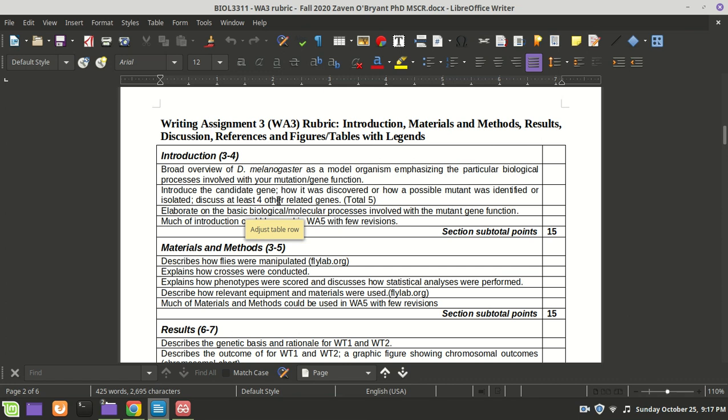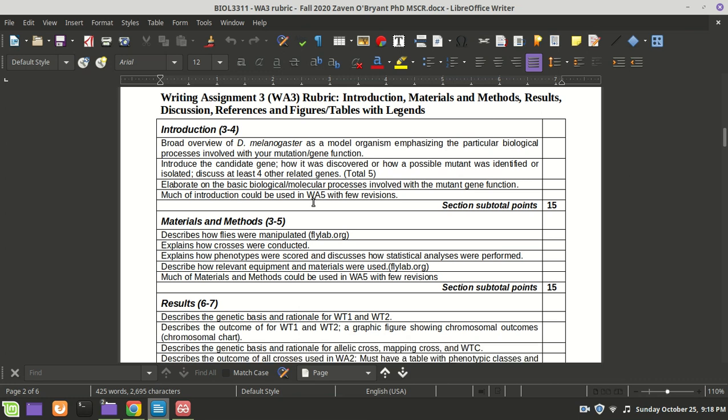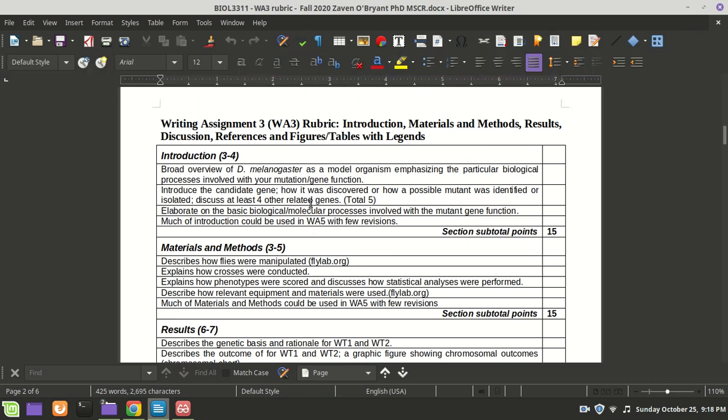All right, you're going to introduce candidate genes, how it was discovered, or how a possible mutant was identified or isolated. Discuss at least 4 other related genes. Elaborate on the basic biological and molecular processes involved with the mutant gene function. So it's a mutant, so it's not going to work right. Explain that. Much of the introduction could be used in WA5 with very few revisions.